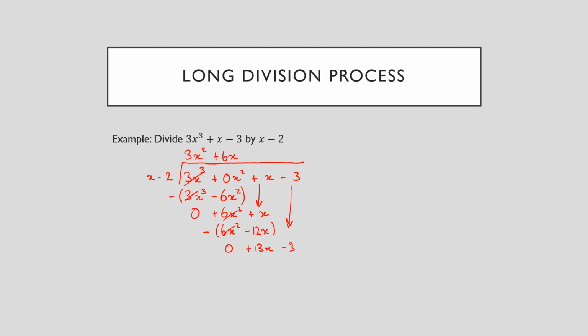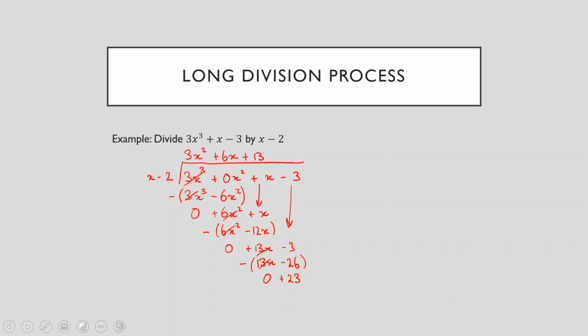All right, repeat one last time. So divide 13x by x, we get plus 13. Multiply 13 by x, we get 13x, and multiply 13 by negative 2, get minus 26. Subtract, get 13x minus 13x, 0. Negative 3 minus negative 26 is the same as negative 3 plus 26, so we end up getting positive 23. At this point we stop because there's nothing left for us to bring down. So our division is complete.